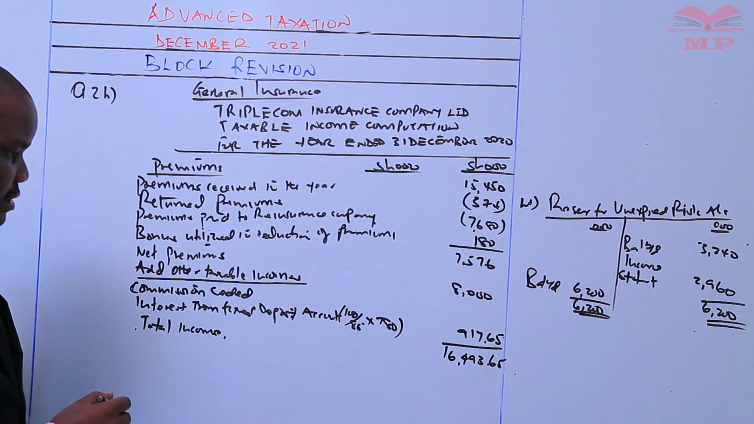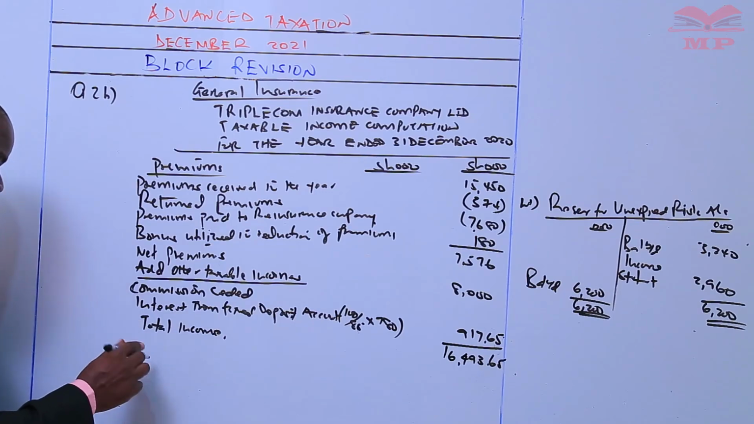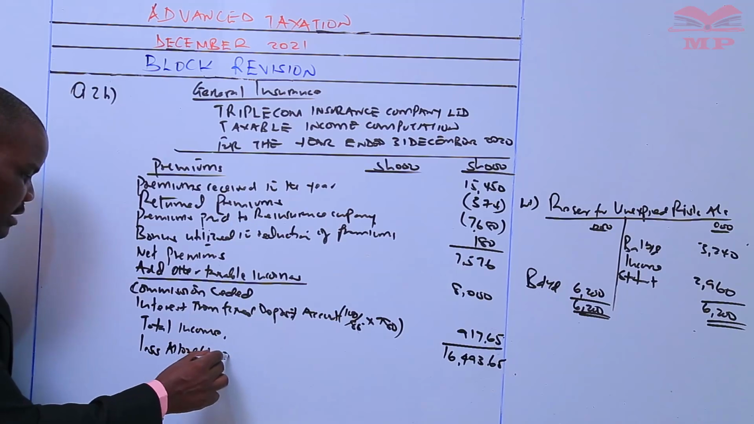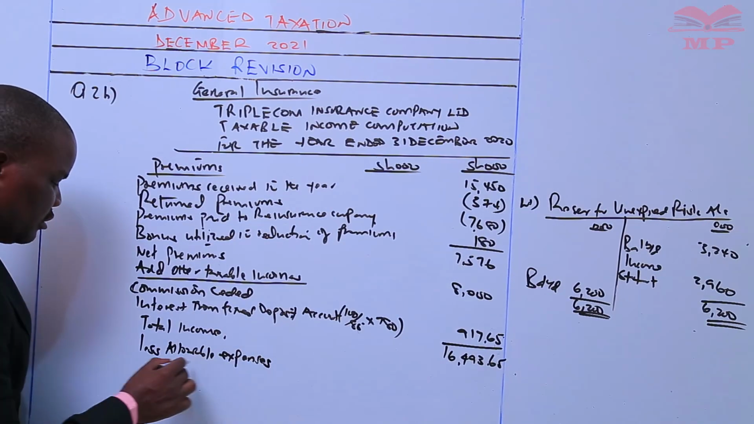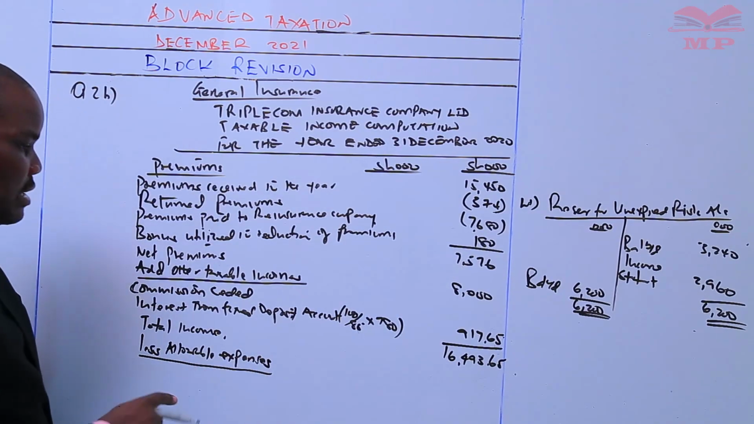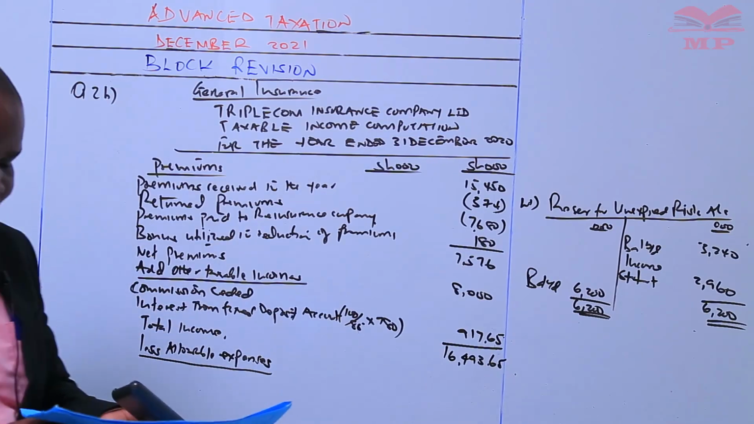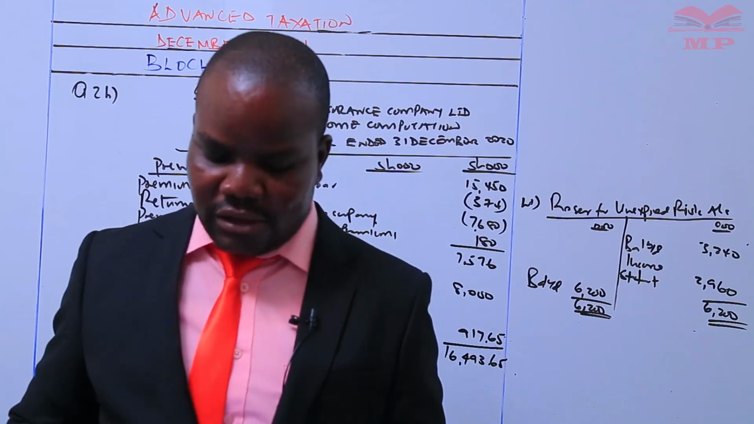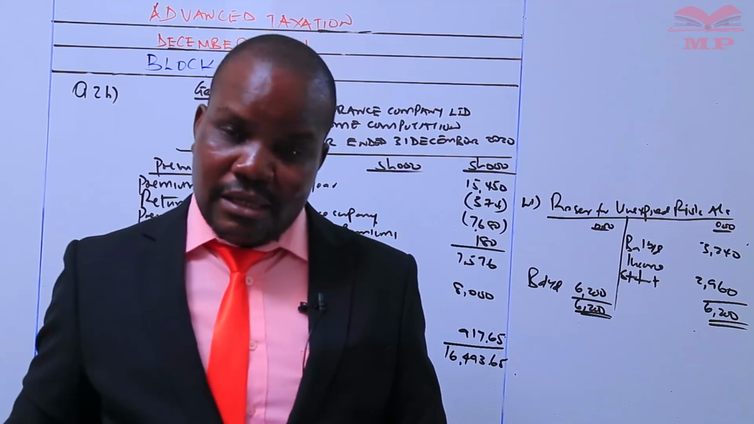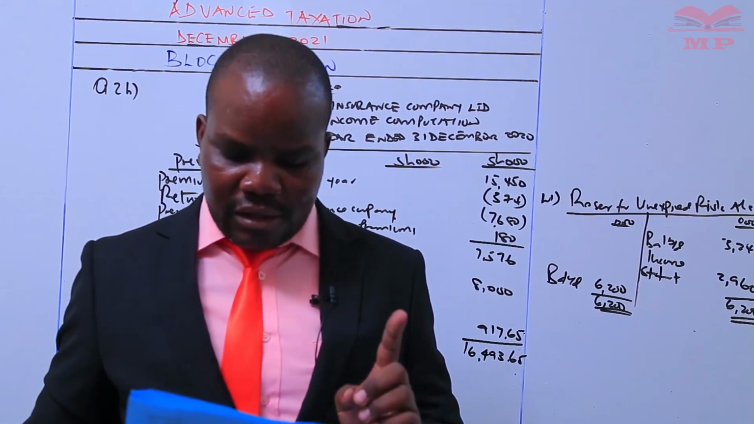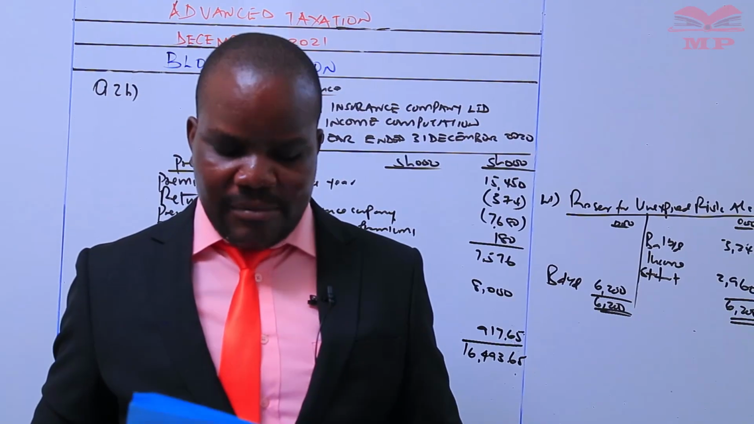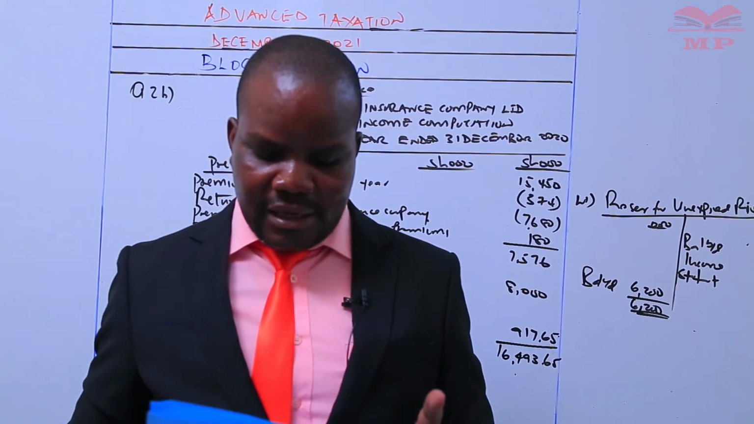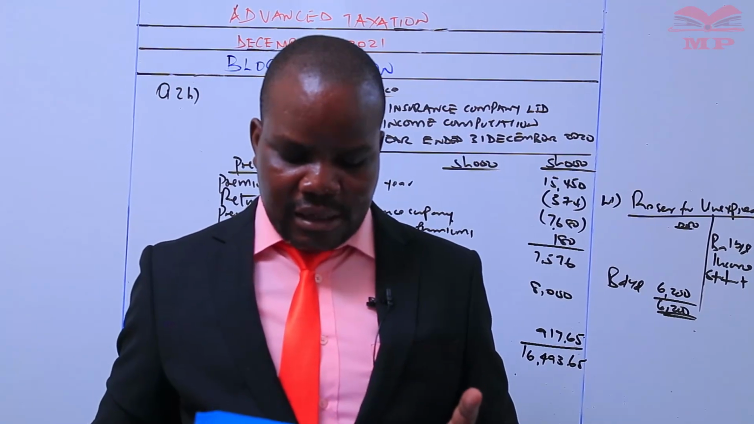The next step is to deduct the allowable expenses. So we say less allowable expenses. Remember, we are using the gross profit approach, so we bring in all the allowable expenses at this point. So we go through the additional information first. Note 1 says claims outstanding for general business was as follows, as at 1st January 2020 and as at 31st December 2020.